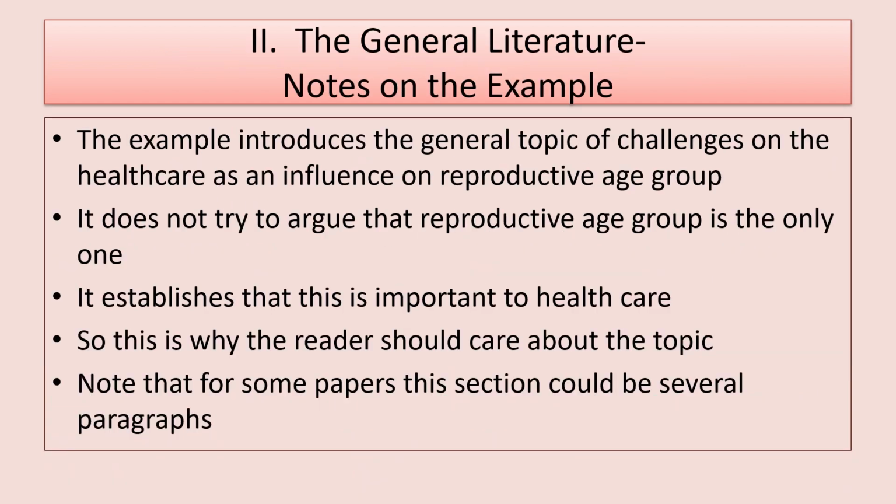The journal literature notes on the example. The example introduces the journal topic of challenges in healthcare as an influence on the reproductive age group. It does not try to argue that the reproductive age group is the only one. It establishes that this is important to healthcare, so this is why the reader should care about the topic. Note that for some papers this section could be several paragraphs.